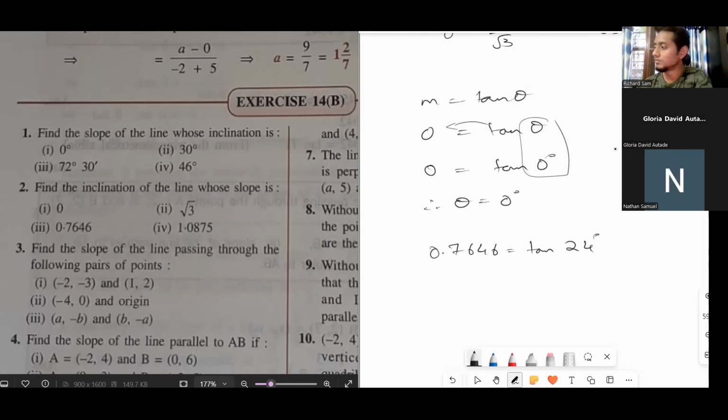Did you all see it? 37 degree, 24 degree or 37? 37. Okay, so it is tan 37 degree 24 minutes. Correct? Therefore theta is equal to 37 degree 24 minutes. Is that clear how to do it? Yes. Okay, just write down these answers.